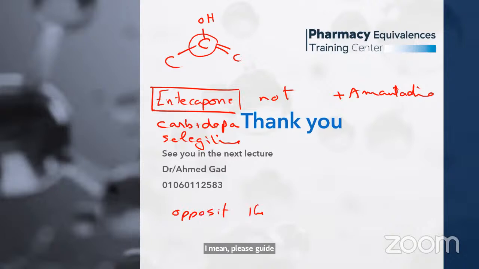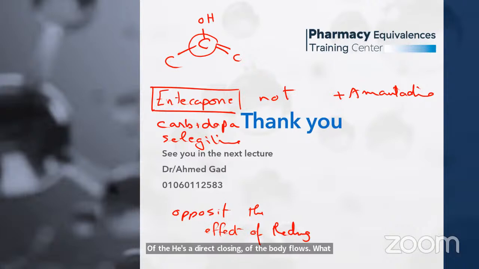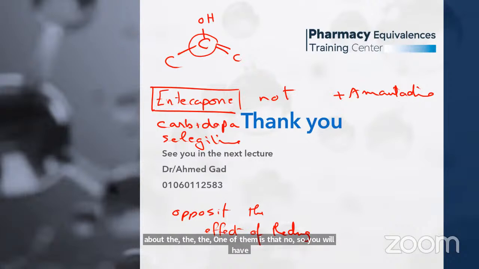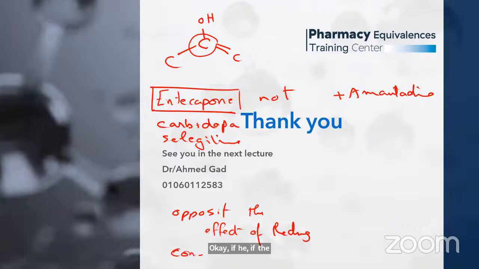Opposite to the effect of the drug. If the drug is causing dryness of the body fluids, what will happen if we have withdrawal symptoms? The body fluids or the body secretions will increase. One of them is the nose secretion, so he will have a runny nose. Right. Okay. If the drug is causing constipation, what will you expect? If you stop the drug suddenly, you will have diarrhea.